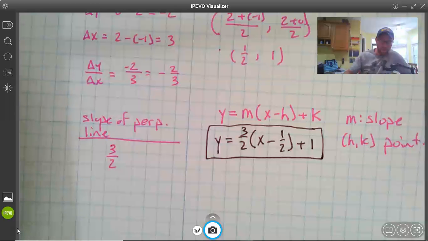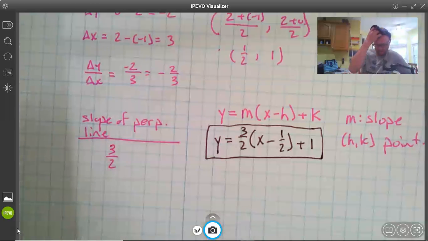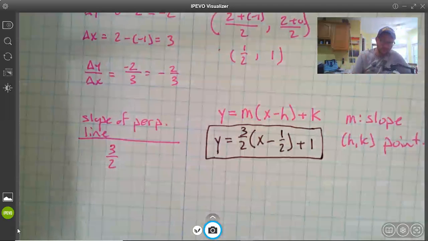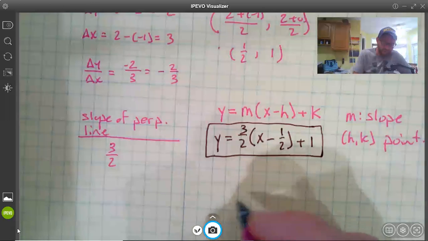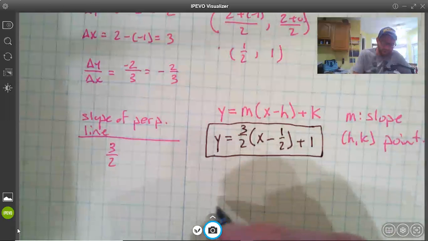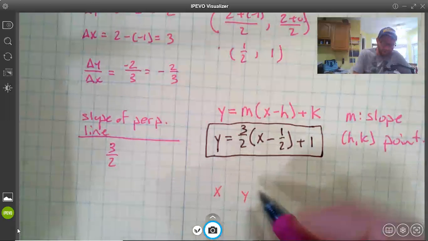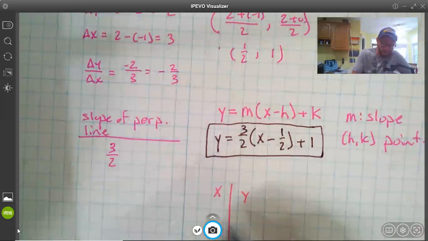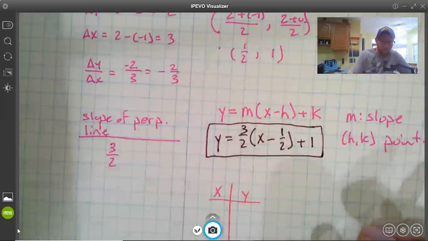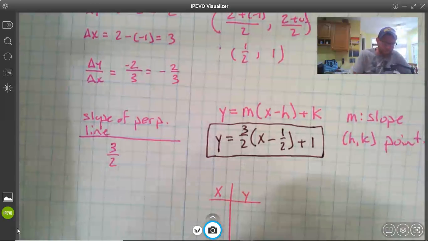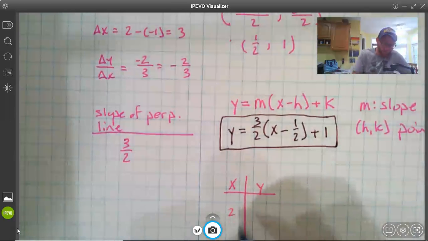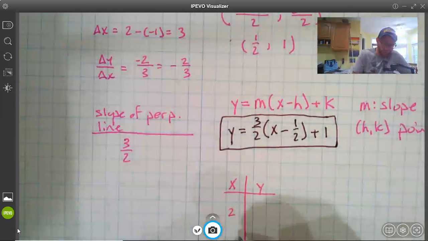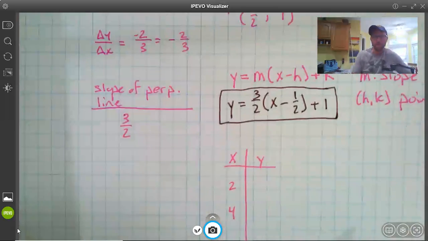I'm going to, all right, think about this. Well, we're just going to make a table. We have x, y. Okay. So let's pick some points that are kind of out here a little ways. So we'll pick like 2 and, I don't know, 4. Okay, pick 2 and 4.